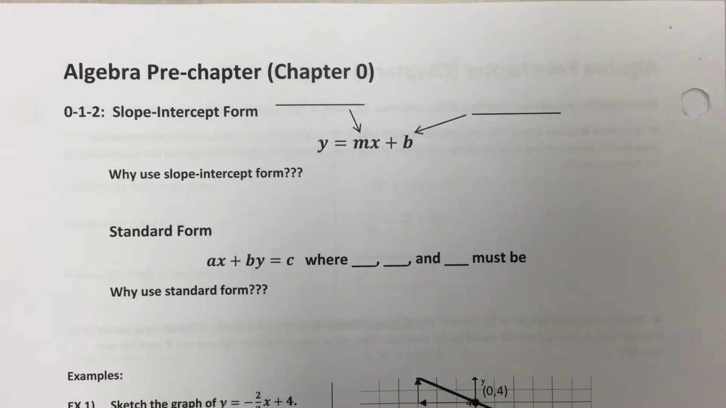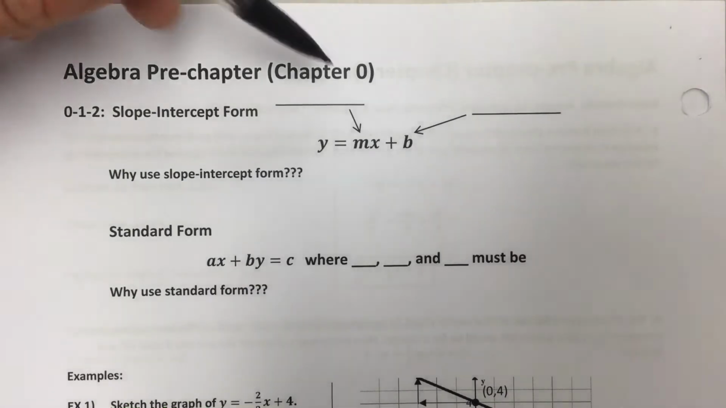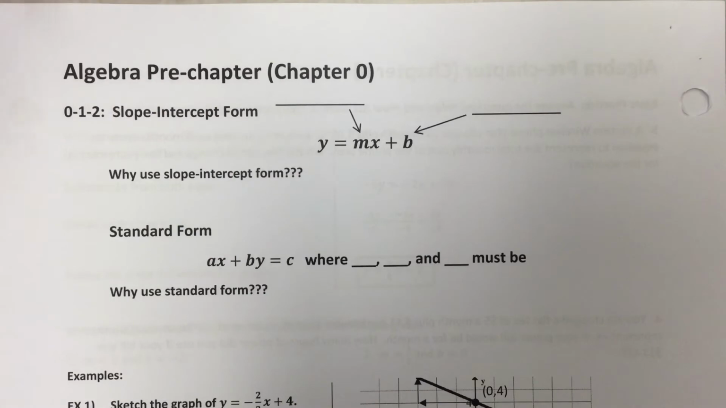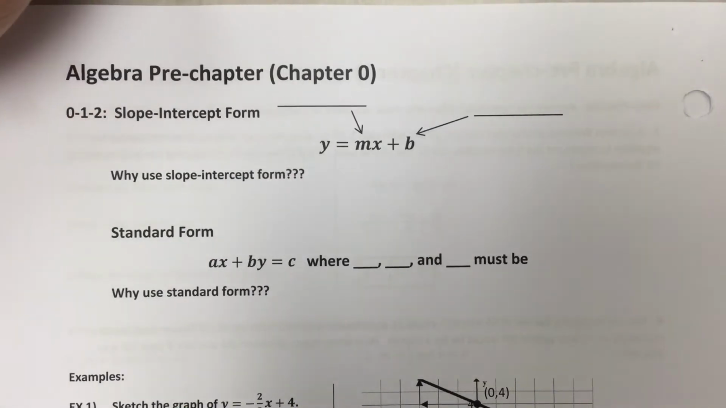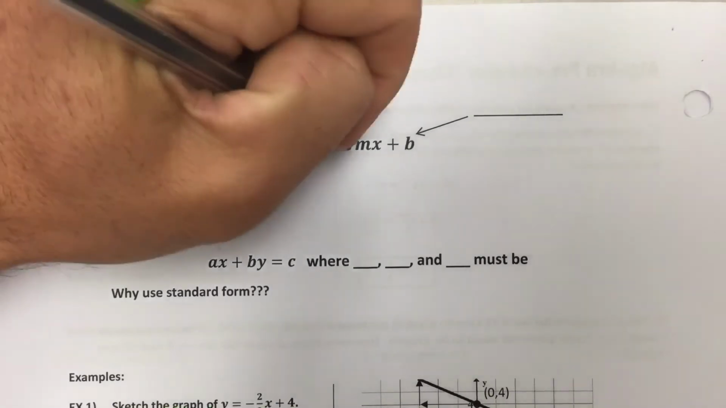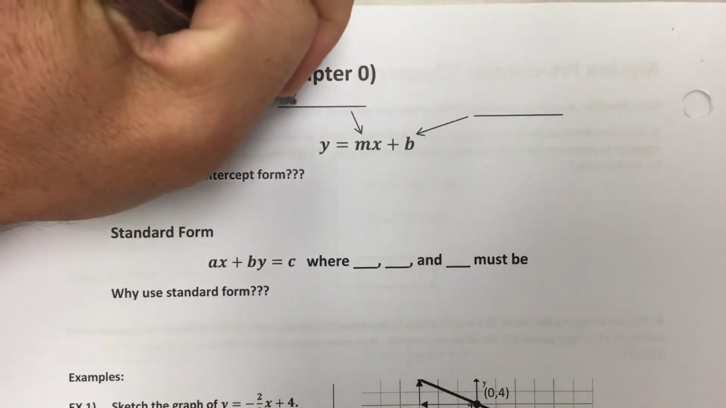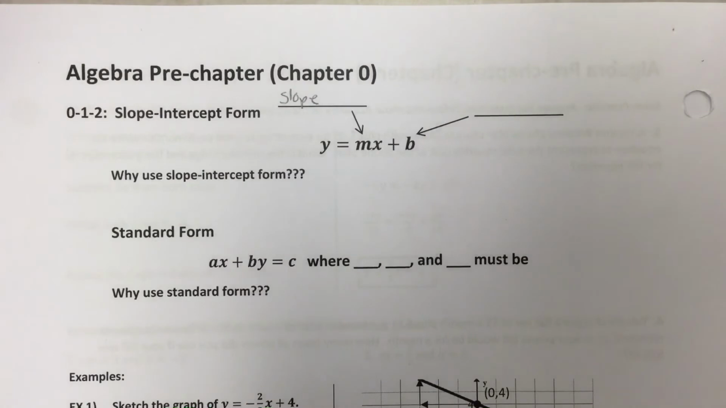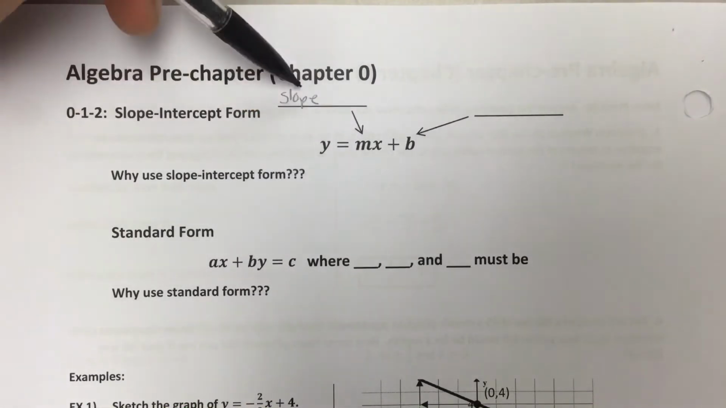It's our pre-chapter 012. So, we're looking at slope-intercept form today. And slope-intercept form we know is y equals mx plus b. That shouldn't be too unfamiliar to you. It should be familiar to you. And our m is our slope. Think of m for mountains. Mountains have lots of ski slopes. So that's how I remember it, mountains, slope.